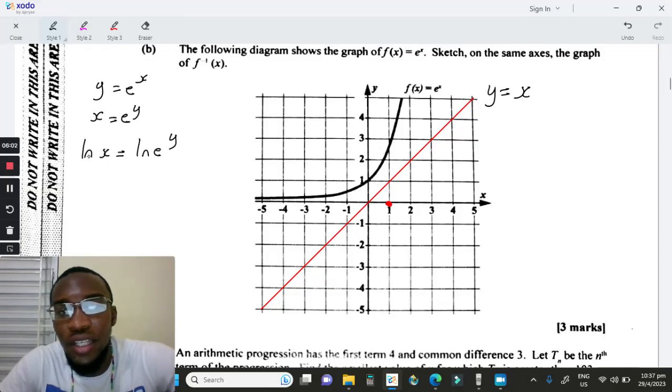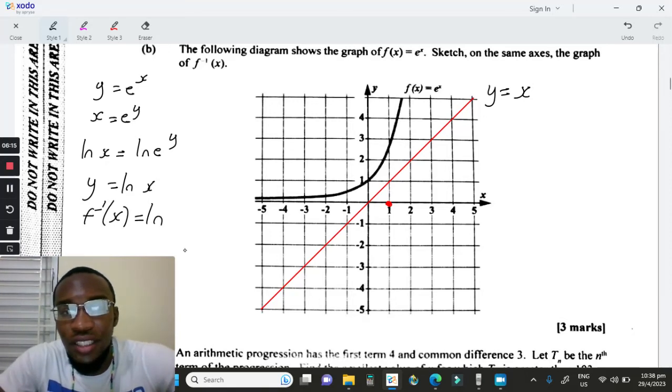And since we're using natural log, remember log e is 1. So we're saying then that y is equal to log x. So that's the inverse function. f inverse of x is equal to log x. That's what we're sketching.